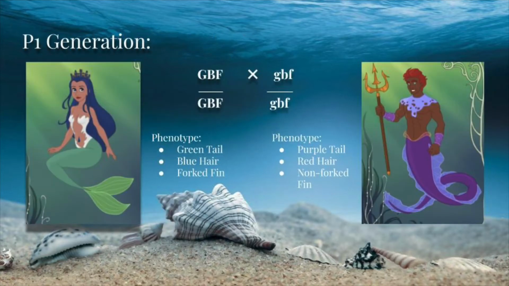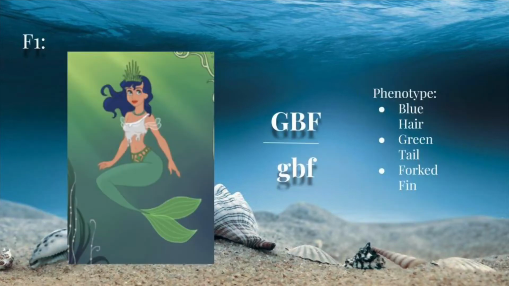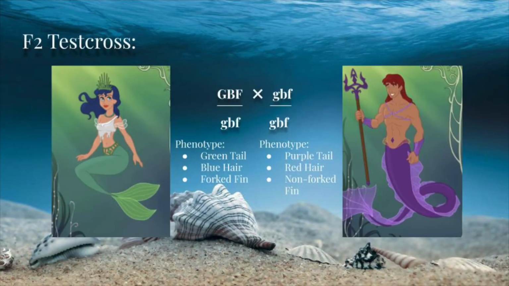Here is our parental test cross with a homozygous dominant female and homozygous recessive male. This is the F1 offspring that resulted from the parental test cross. It is heterozygous in terms of genotype, however this female mermaid inherited the dominant mother phenotypes. Here is our test cross between the F1 female and a homozygous recessive male.